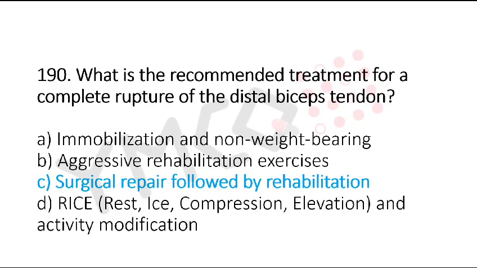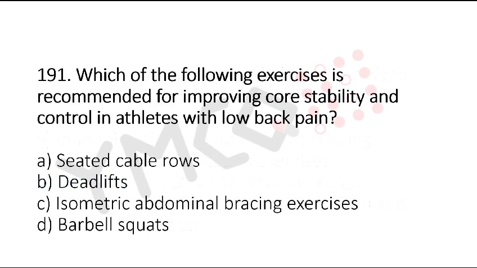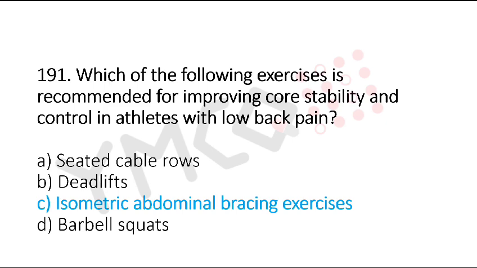Now let's move to question number 191. Which of the following exercises is recommended for improving core stability and control in athletes with low back pain? Option A, seated cable rows. Option B, deadlifts. Option C, isometric abdominal bracing exercises. Option D, barbell squat. And the answer is option C, isometric abdominal bracing exercises.